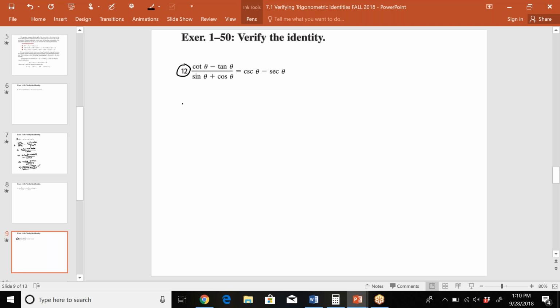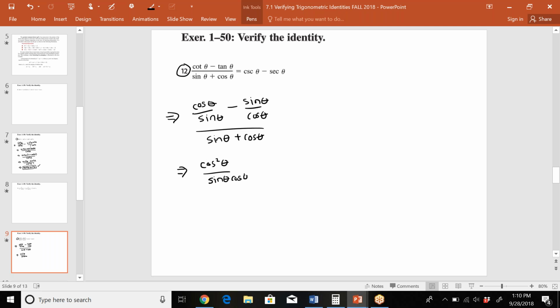So if we do that, that's going to make this cosine theta over sine theta minus sine theta over cosine theta, all over sine theta plus cosine theta. We'd want to get a common denominator on top, so you multiply this fraction by cosine over cosine. So that's sine theta cosine theta. And then we'll multiply the second fraction by sine theta on top and bottom, which makes that sine squared.